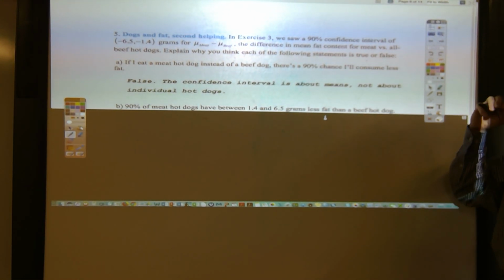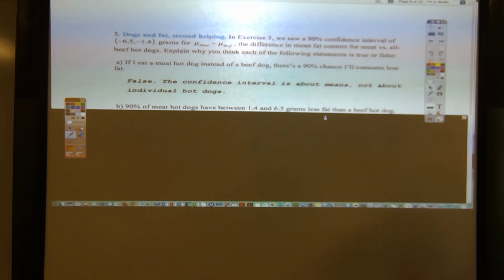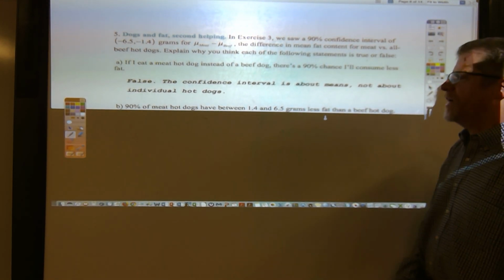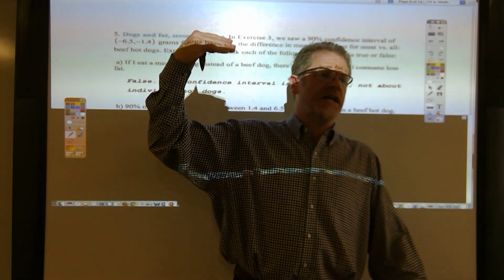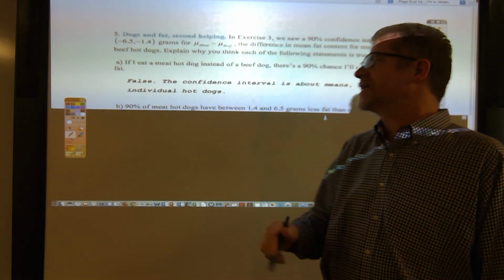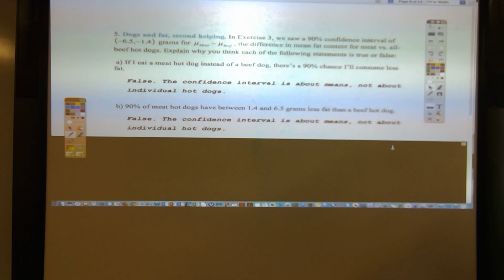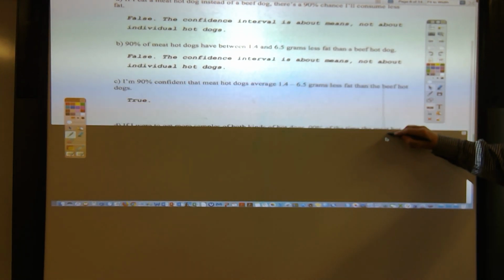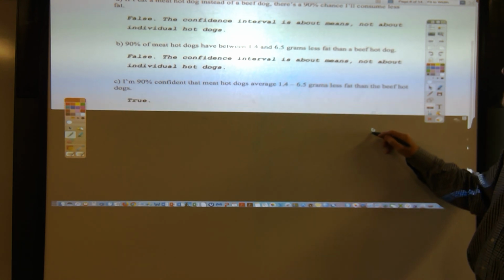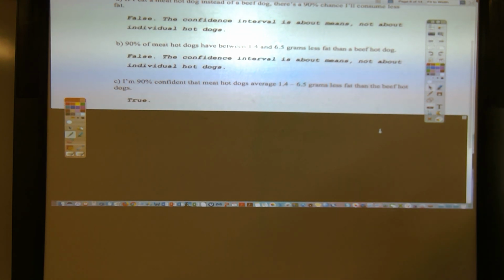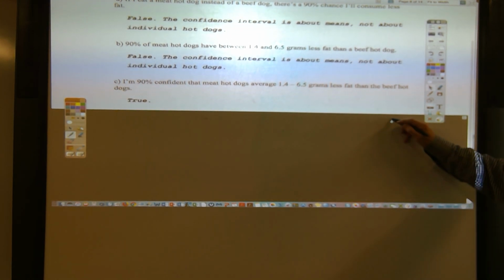Individual results may vary. B, 90% of meat hot dogs have between 1.4 and 9.5. 90% is not 90% of hot dogs, it's a 90% confidence level. That's a false statement. The confidence interval is about means, not about individual hot dogs. Part C, I'm 90% confident that the meat hot dogs average 1.4. Okay, that's a true statement.